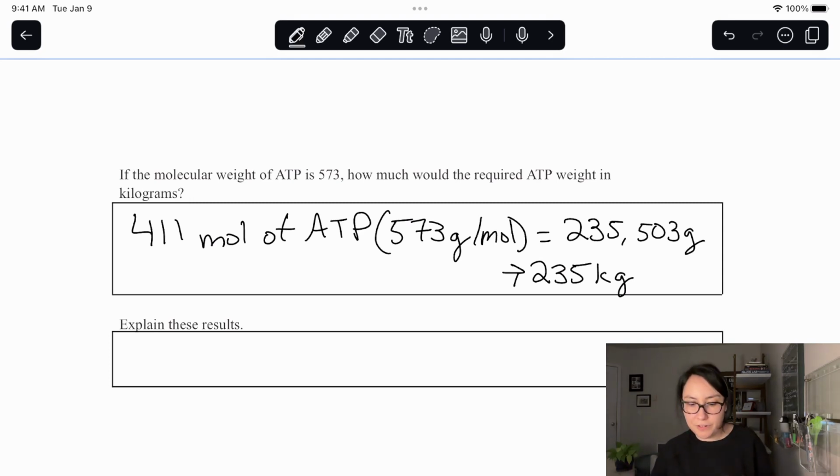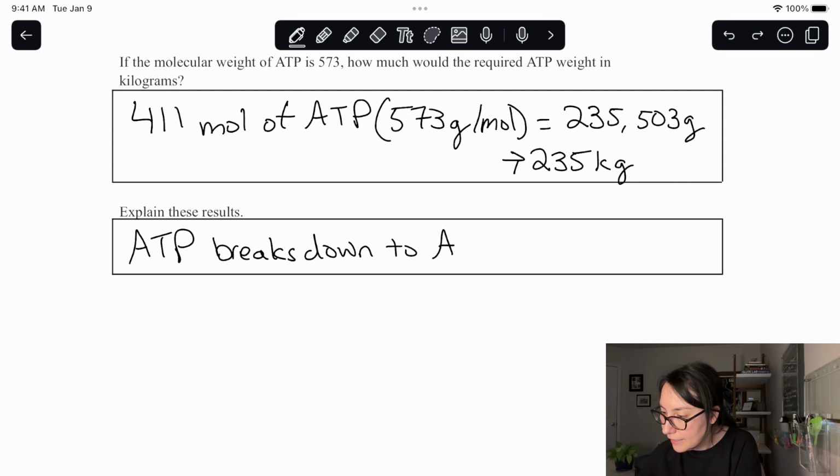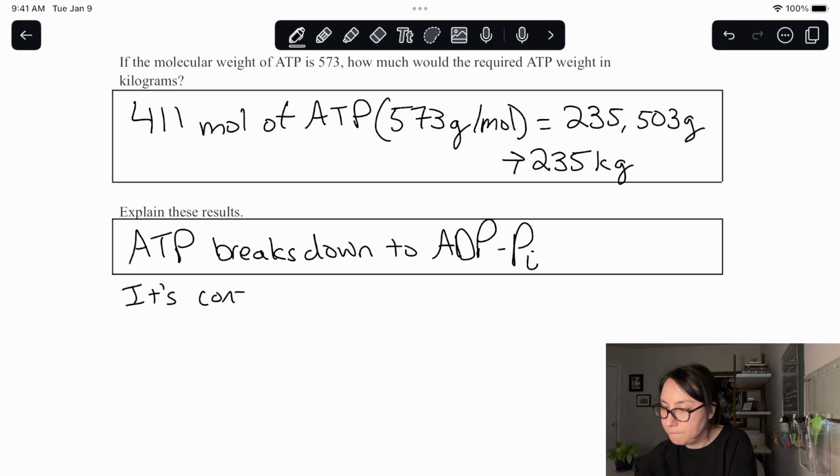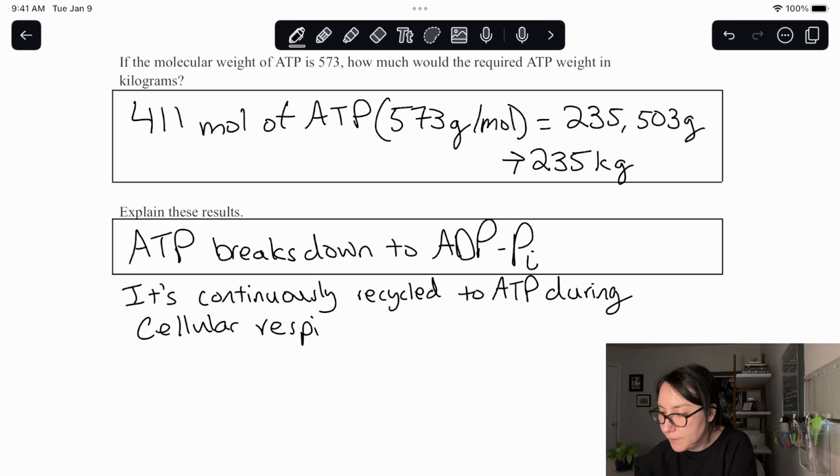And basically, to explain these results, pretty simple. ATP breaks down to adenosine diphosphate with that Pi, and it's continuously recycled to ATP during cellular respiration.